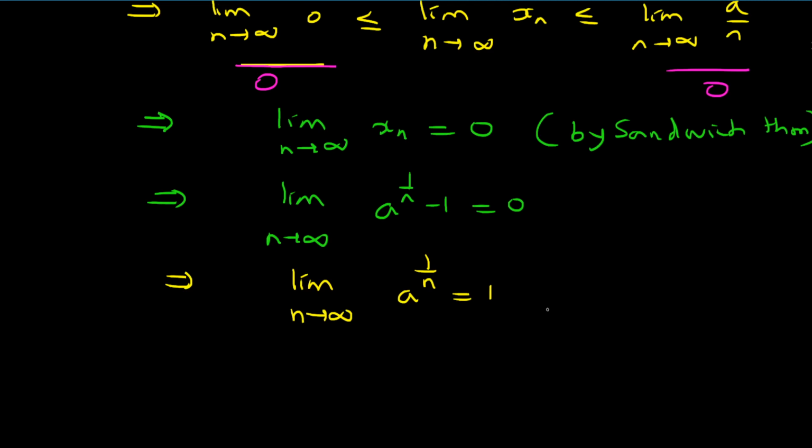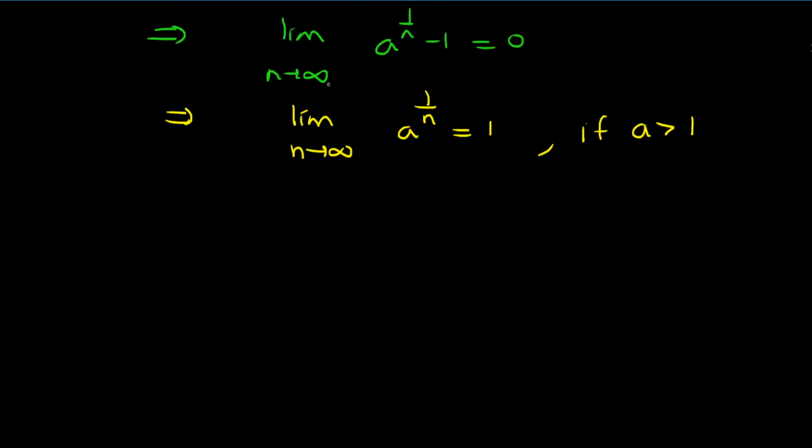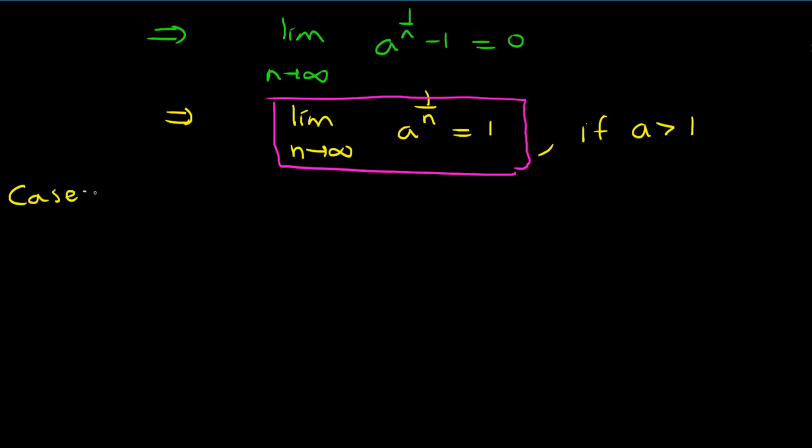Remember, this is not the end of the proof, because this we have proved only for a greater than 1. Okay, so the case 1 is done. If a is greater than 1, then limit of a raised to 1 upon n is 1. So we have proved only for this thing. Okay, so case 2, we suppose a is equal to 1, that is a trivial case.